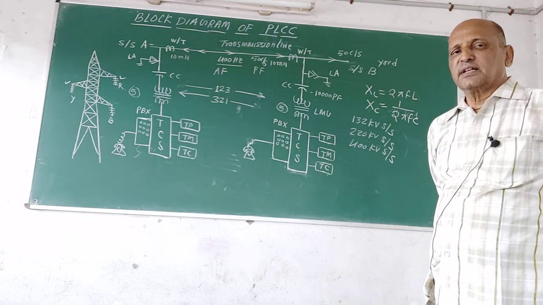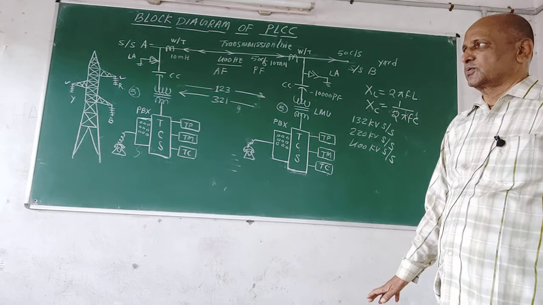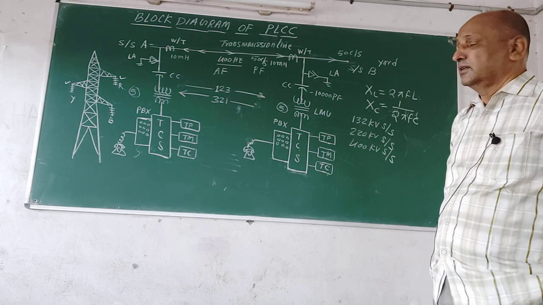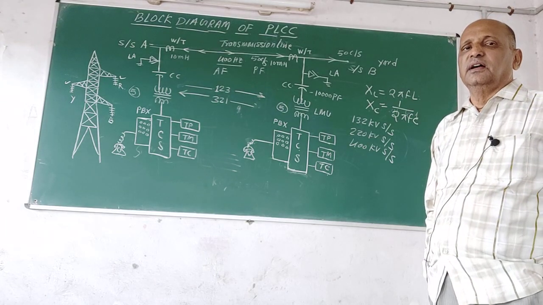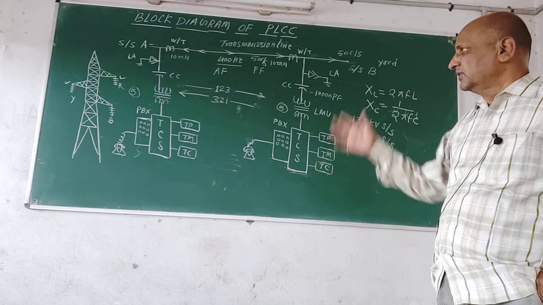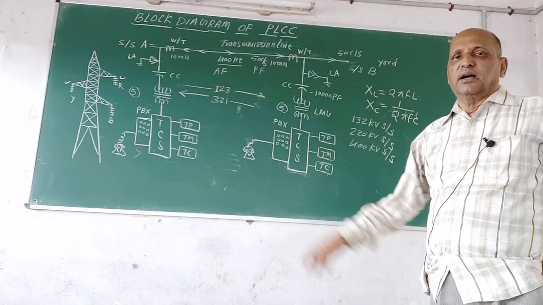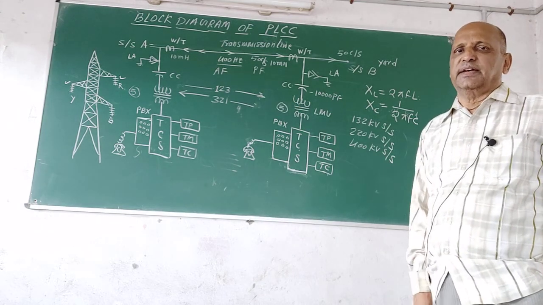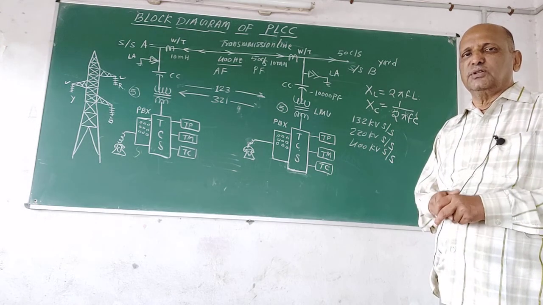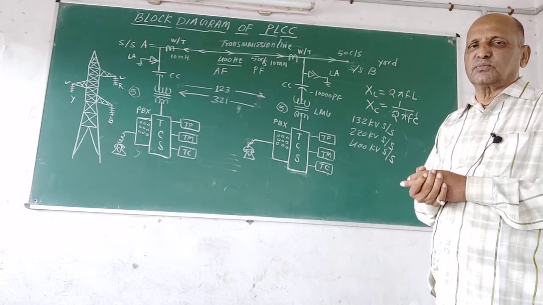So normally in the exam, a question is asked like this: draw the diagram of PLCC and explain. So the diagram is shown on the board, you are seeing it, and the explanation I have already given you. The number of units, their functions, and all values are also given. I have given one tower on the left side of the board, in which any two phases you can use for communication purpose, and three-phase transmission for power.